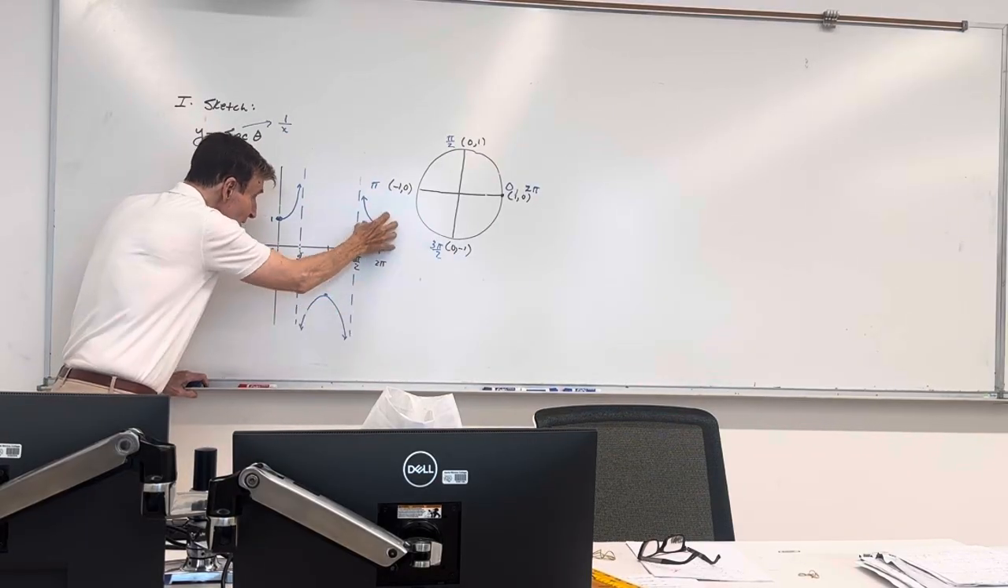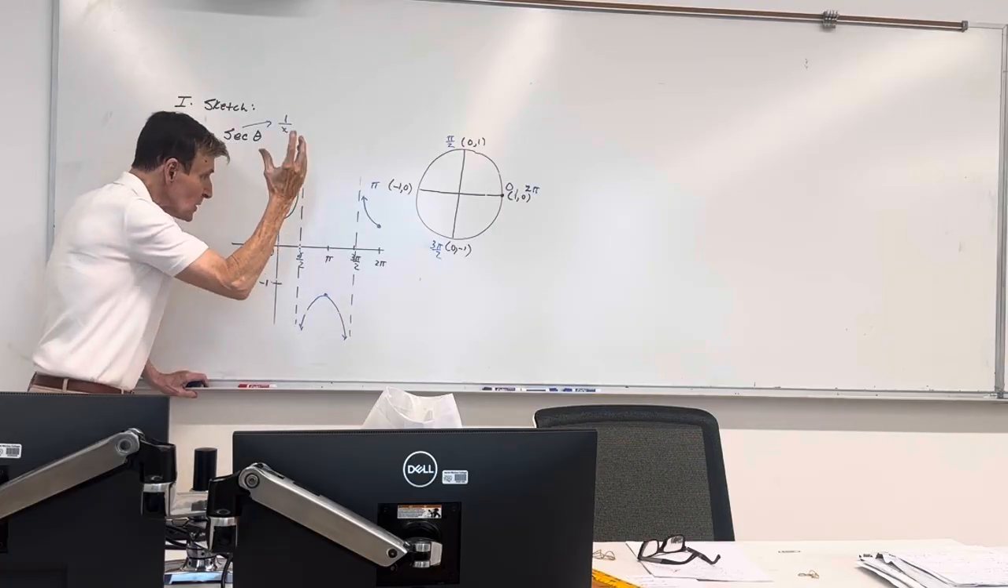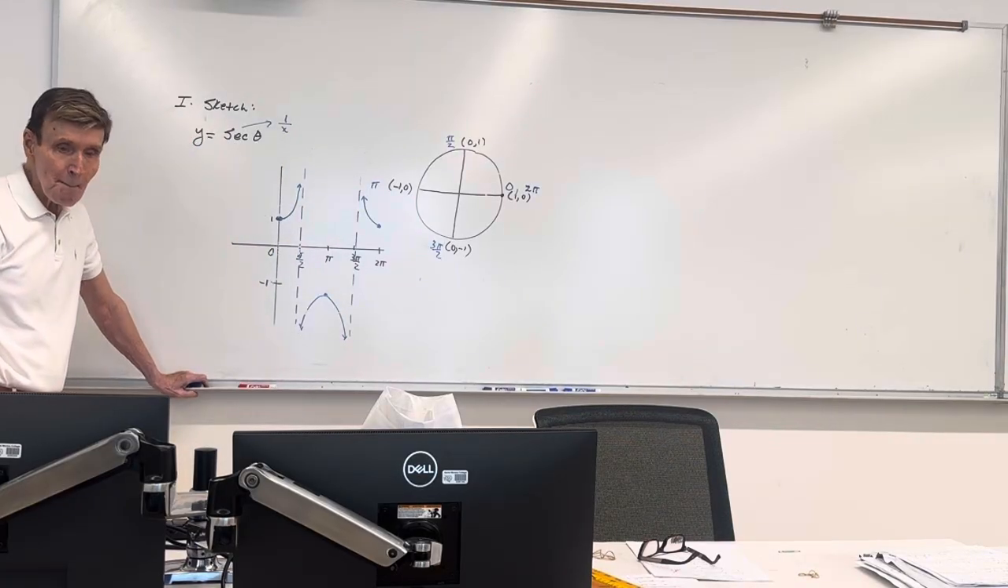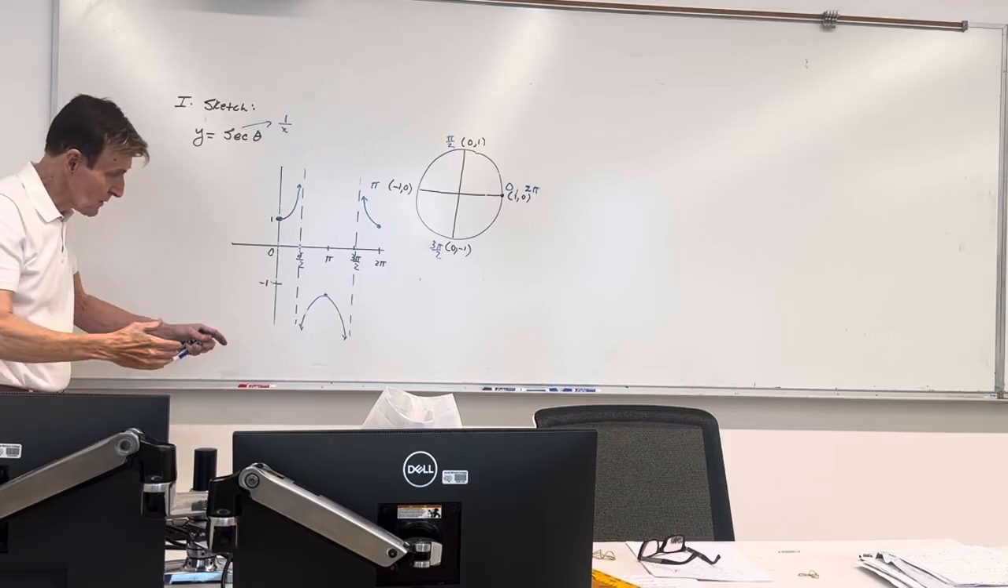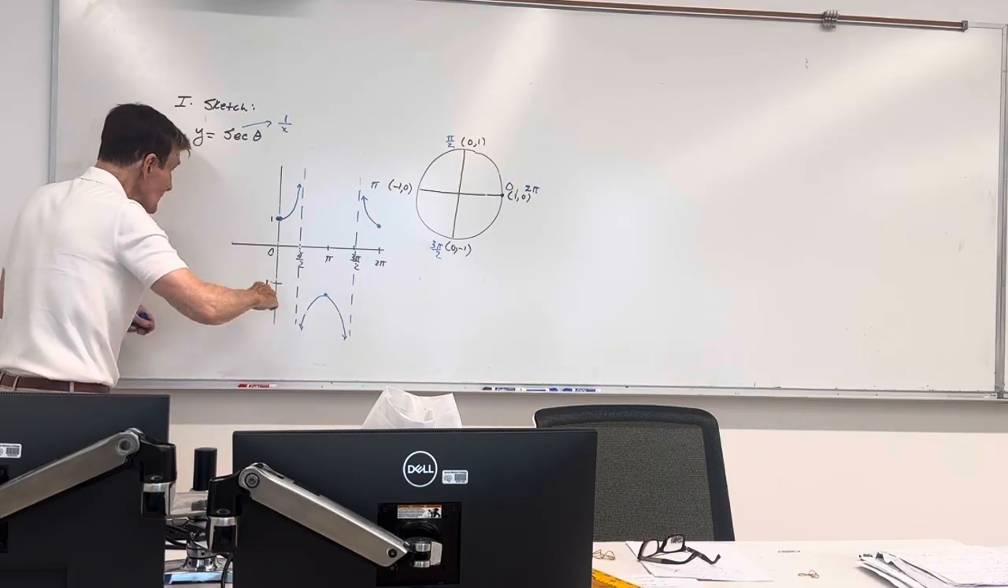Now, do I want here, or do I want here? It's up to you. Left. Which one you want? Left. Oh, you want to go to the left? Let's go to the left. All right, so go to negative pi over 2.